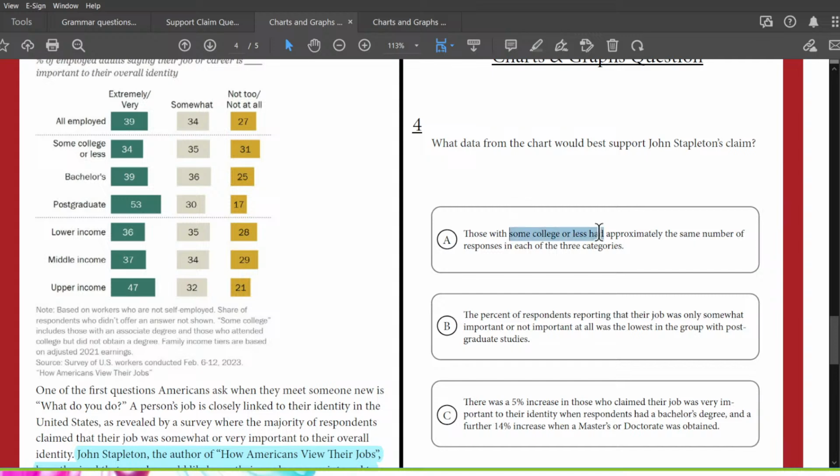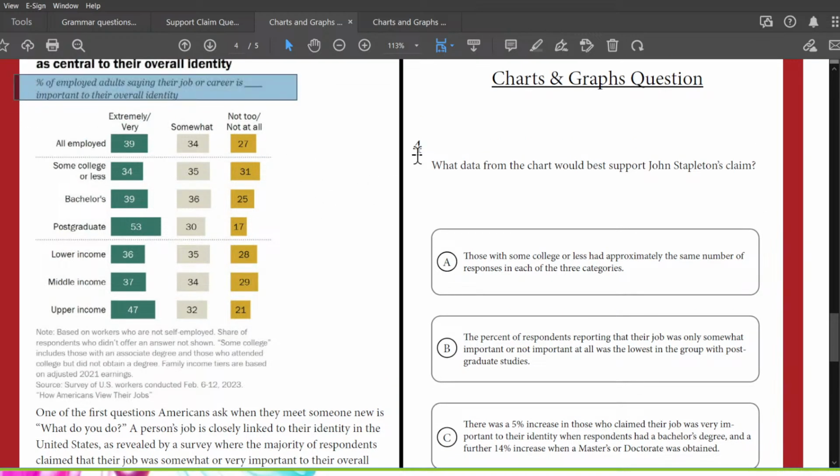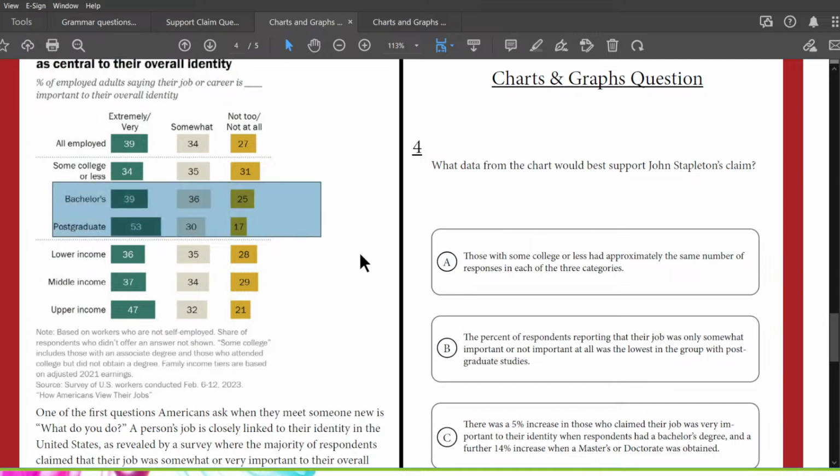Those with some college or less had approximately the same number of responses in each of the 3 categories. Yeah. But again, I want to look for more education, and I probably want to look at more important to their identity. I probably want to be looking around here, you know? Where they get more education and where they're in this column. I don't want to focus on just less education.